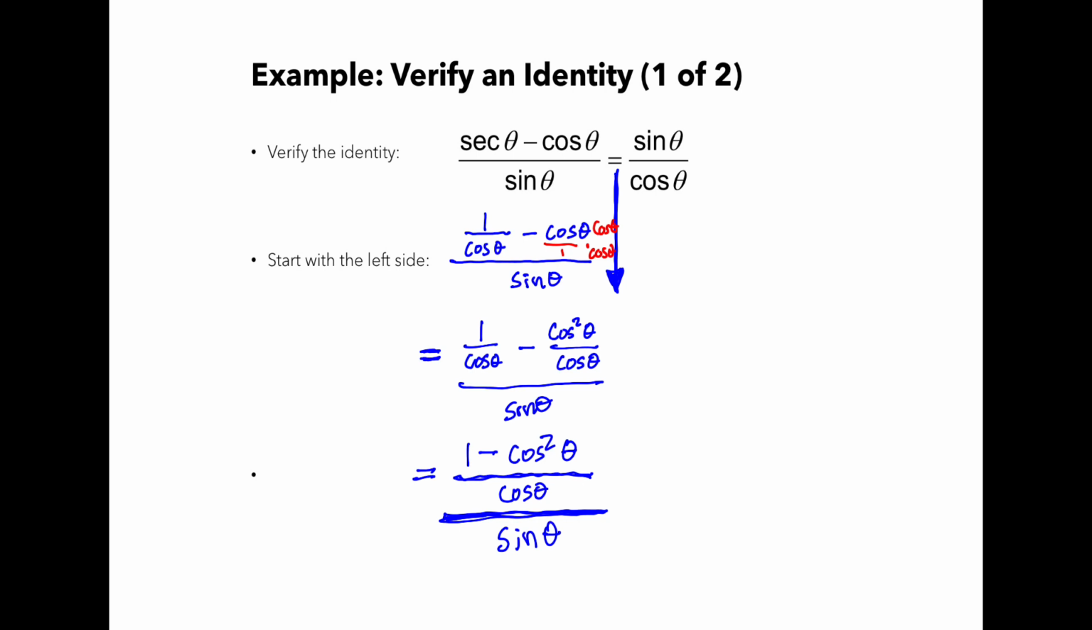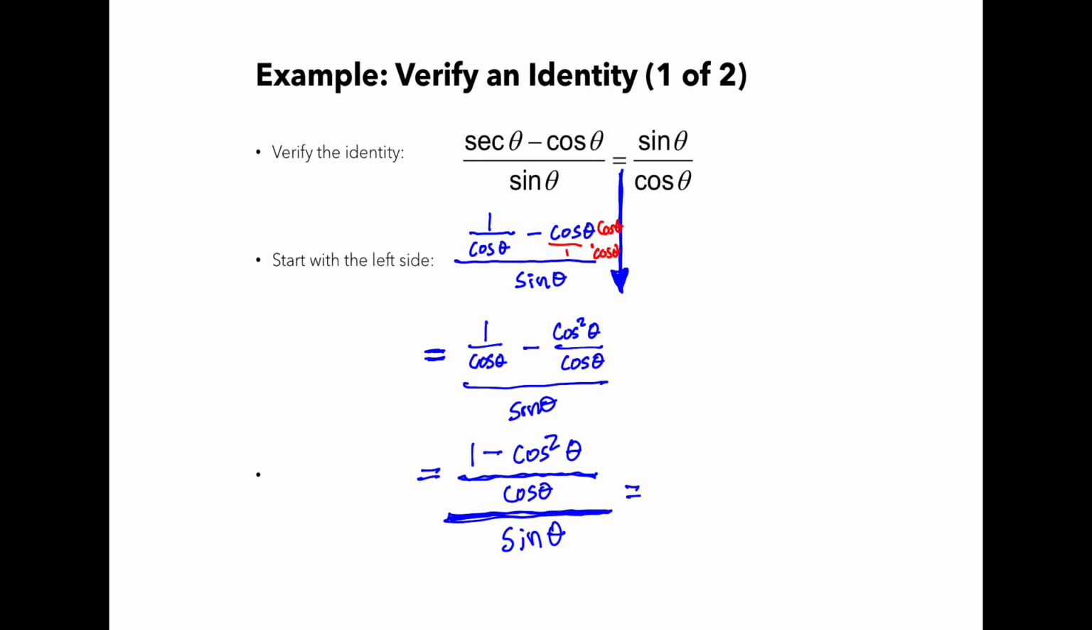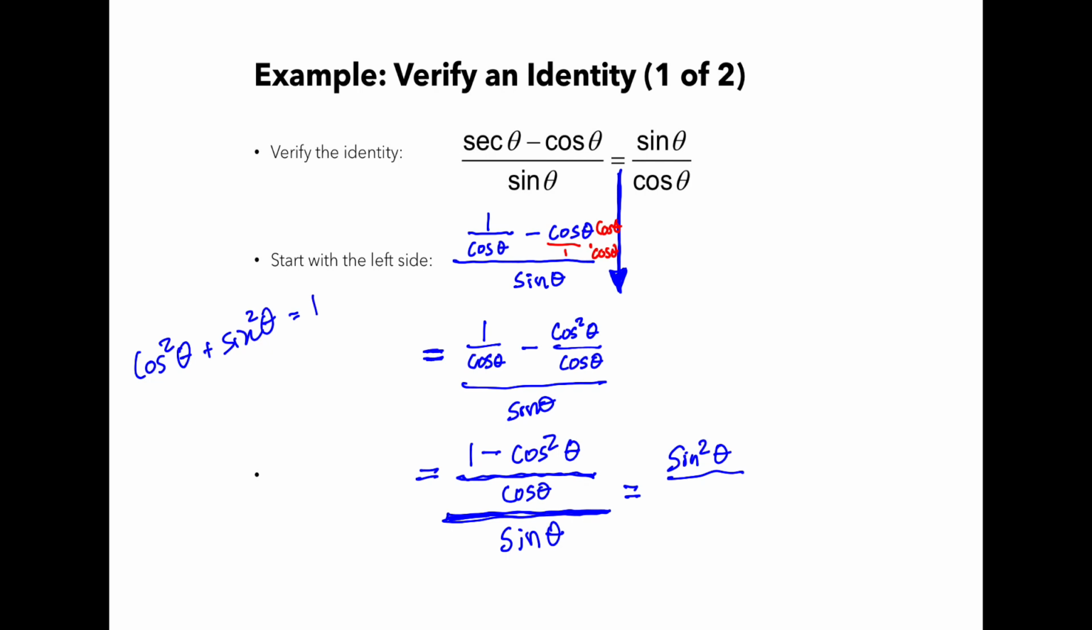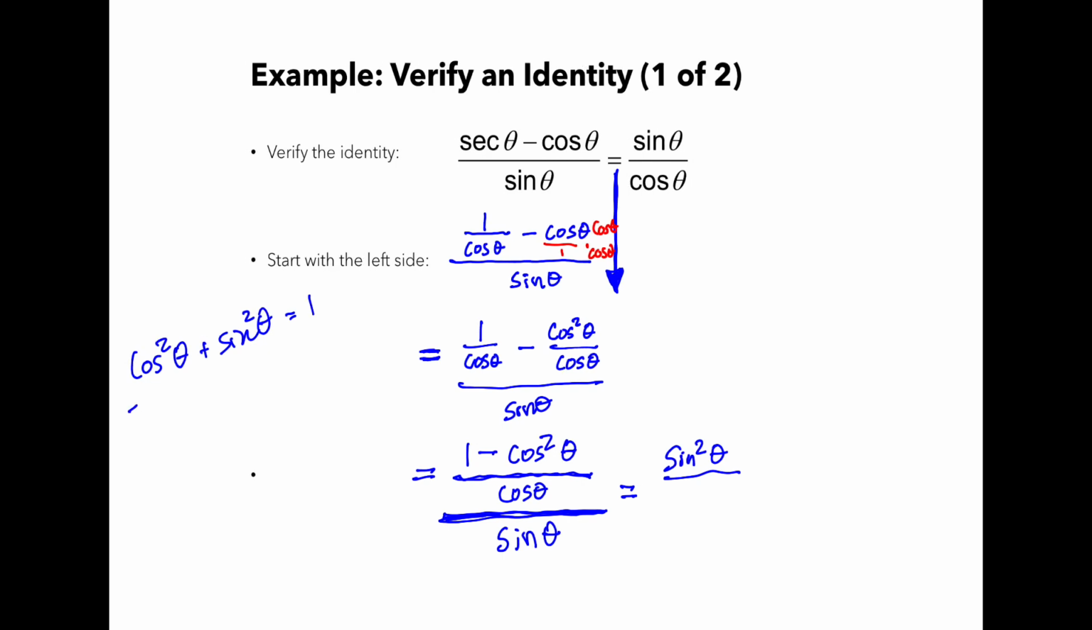And we know that cosine squared theta plus sine squared theta equals 1. And if we subtract either one to the other side, we subtract it from 1 and we're equal to the other squared. So again, I'm going to rewrite this. 1 minus cosine squared theta is actually equal to sine squared theta according to the Pythagorean identity. Cosine squared theta plus sine squared theta equals 1, so you can subtract this to the other side, and it's equal to the other. And you can do that with either of them. So that's now sine squared theta over cosine theta divided by sine theta.